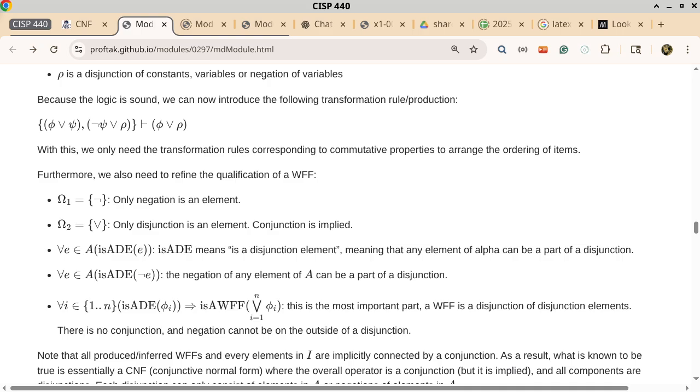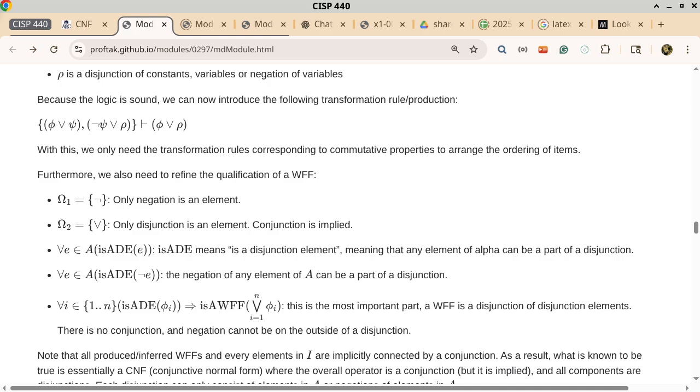So if we have P, Q, R, S, T as the variables in alpha, then P can be in the disjunction, not Q can be in the disjunction, not R can be in the disjunction, T can be in the disjunction, and so on. Are we good so far with that? Okay, all right.